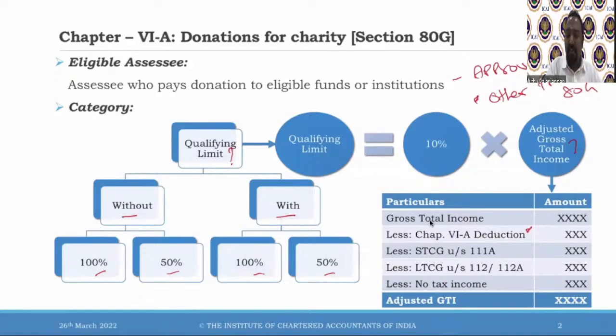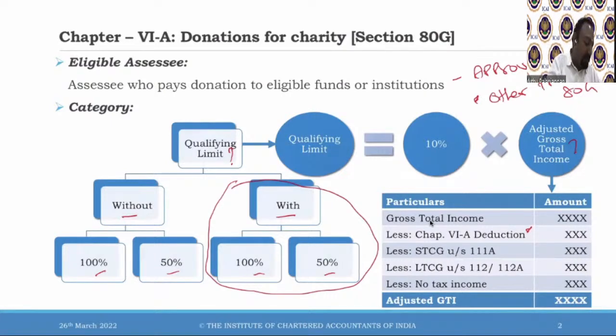After adjusting all these, whatever you get is called the adjusted gross total income. 10% of this adjusted GTI is what you're going to call the qualifying limit. So you're going to keep this as the limit, and wherever this applies, you're going to apply that.